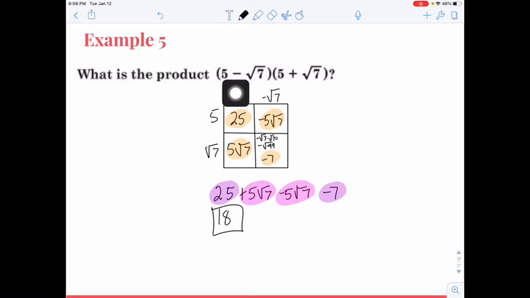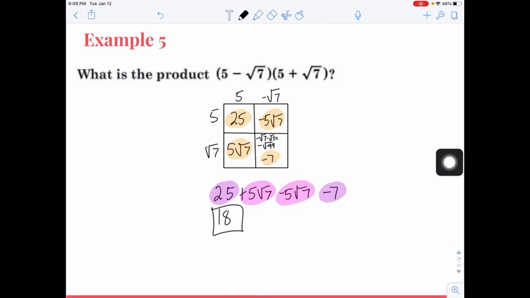This is actually a shortcut that you learned way back when we first started multiplying binomials. This is the shortcut that was a minus b times a plus b, and the middle pieces always canceled out. So your final answer ended up being just a squared minus b squared. Notice a squared would be 5 squared. B squared would be square root of 7 squared, or 7. So 25 minus 7 gives you 18.